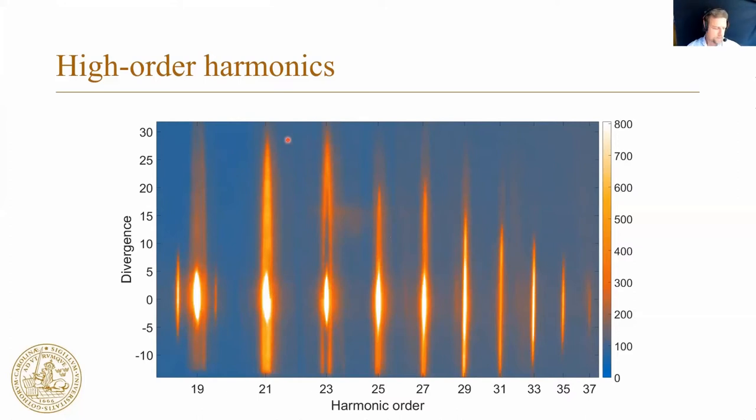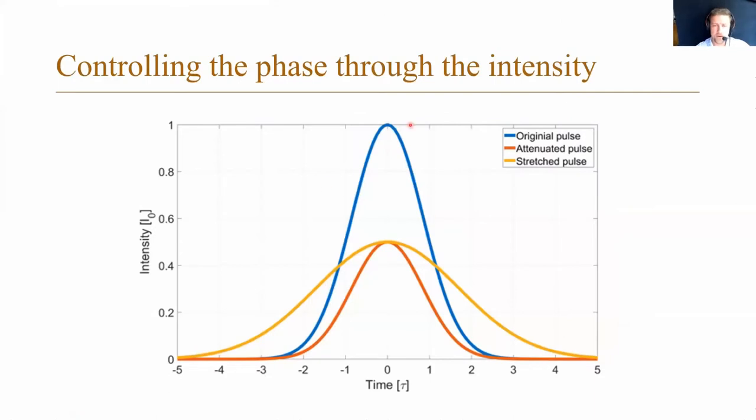To do this, we want to change the phase of these pulses. The way we control the phase is by controlling the intensity of the driving field. When we change the intensity of the driving field, we will also change the phase of the generated harmonics. We can do that in two ways. We can either attenuate the pulse. You see this, the red curve, we just reduce the energy of the pulse. This means that we lose a lot of signal.